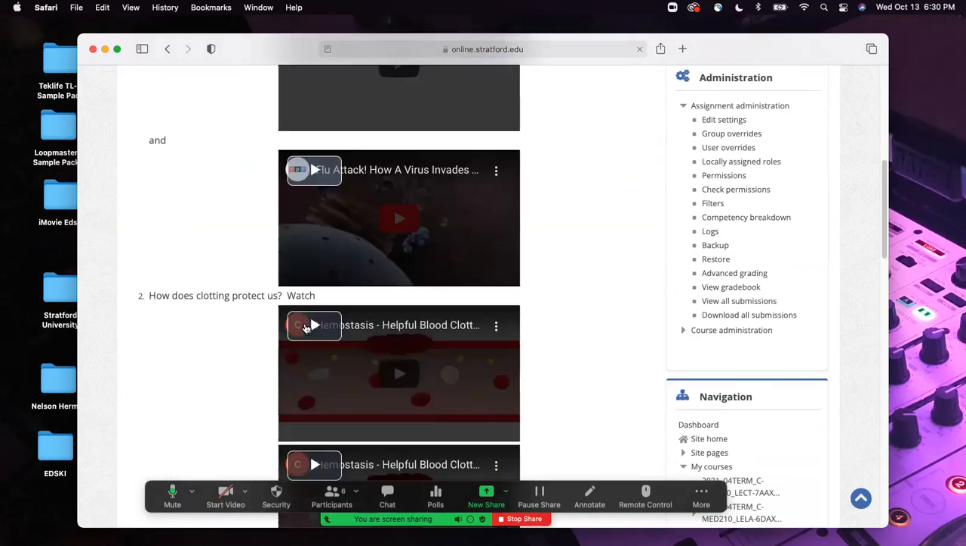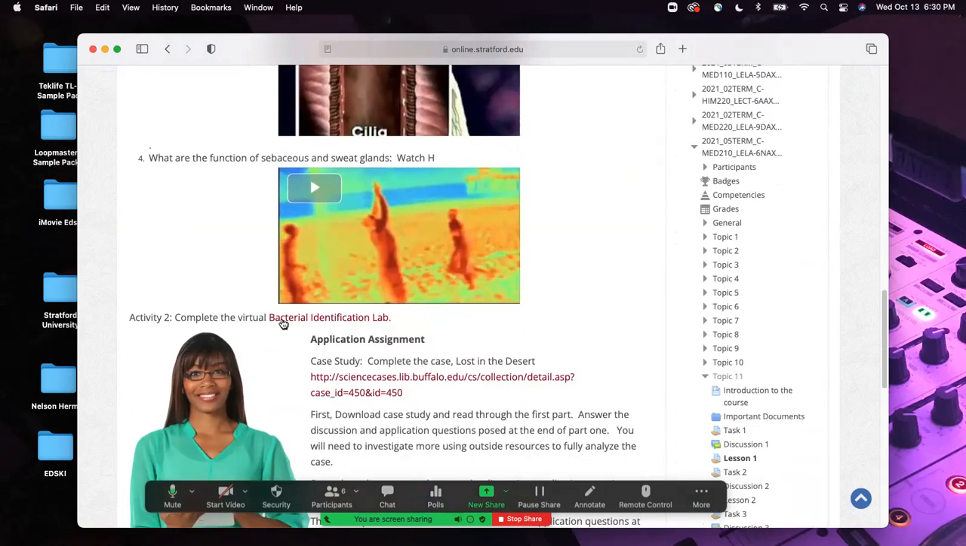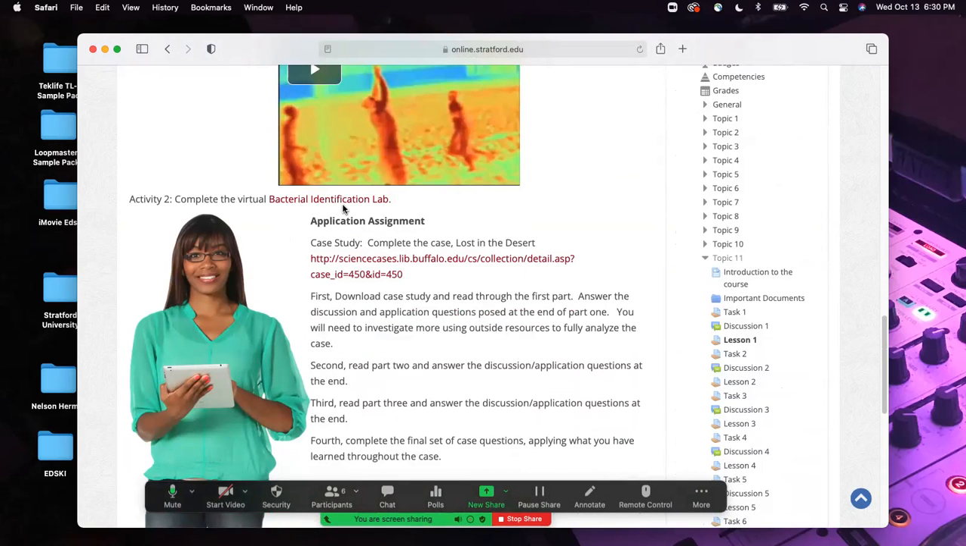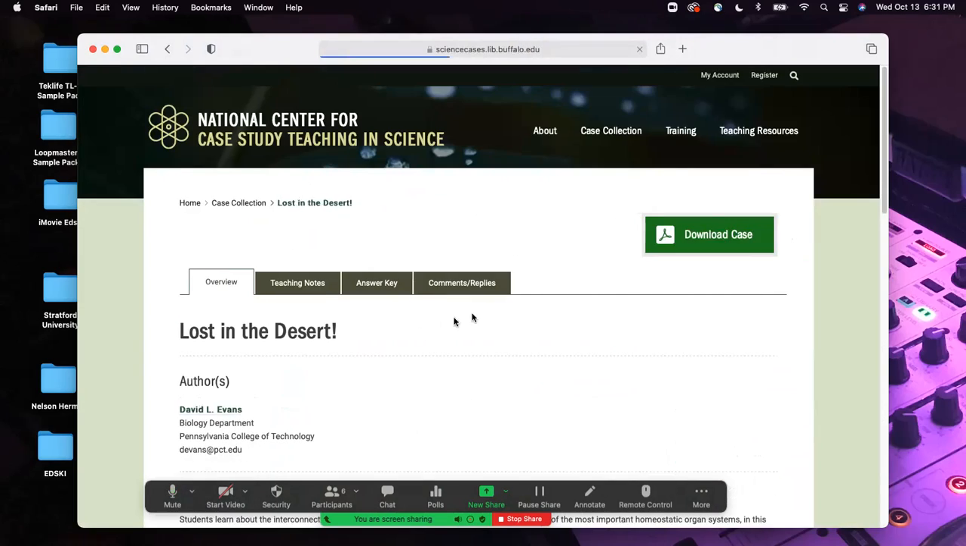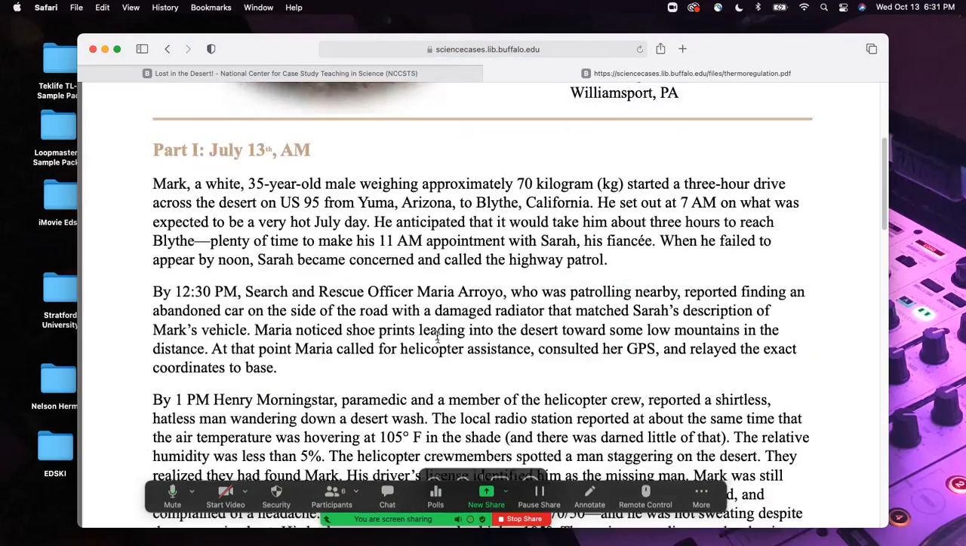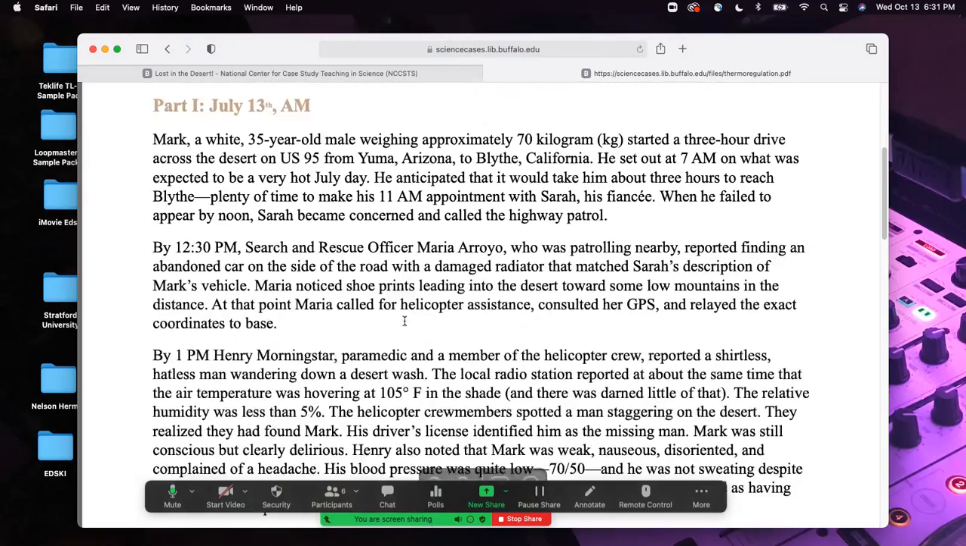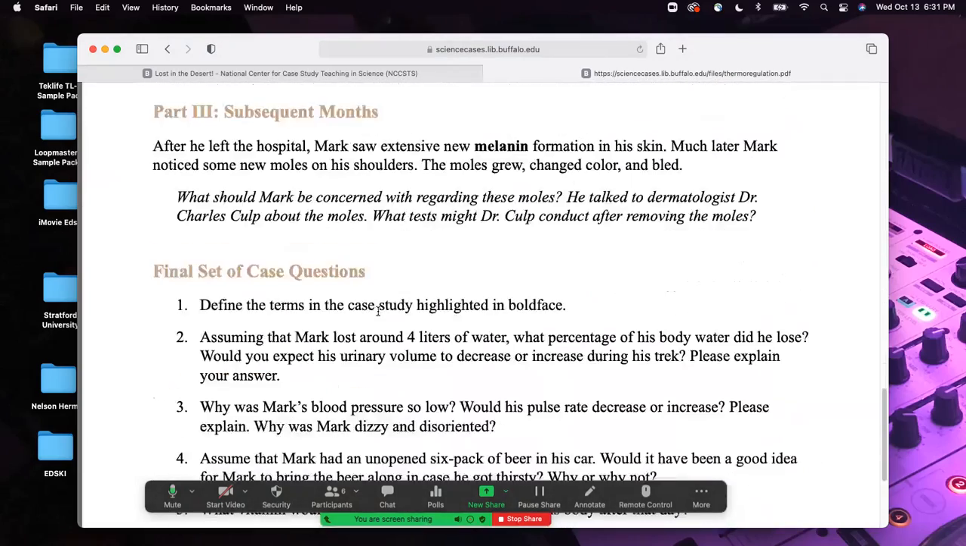And last but not least, your lesson. If you click on lesson, do not do the bacterial identification laboratory. We're not doing that. But what do you typically submit? You'll typically submit your case study. So you have a case study here. You click on it, click on download case, you read the case, and then there are questions.